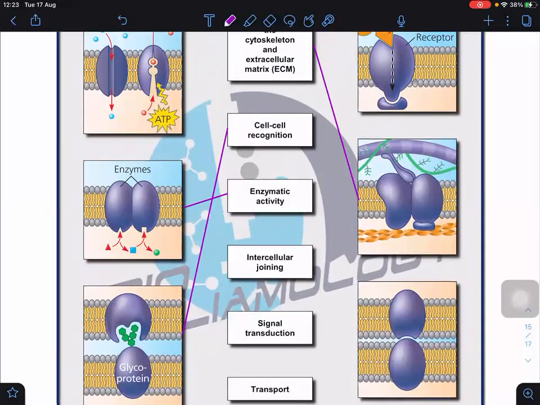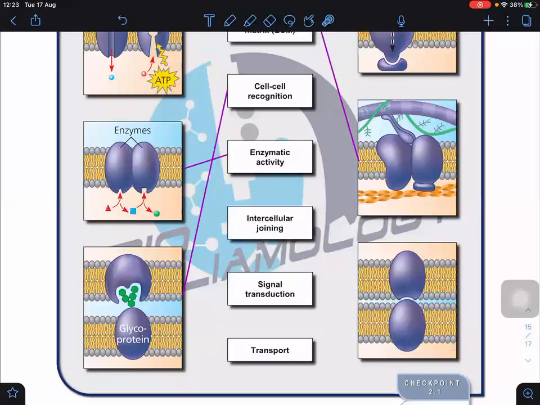Intercellular joining is very important. In plant cells, two cells join together with the middle lamella. But for animal cells, the cells join together through protein interaction. Membrane protein and membrane protein interact together, so they join together. This is the answer.